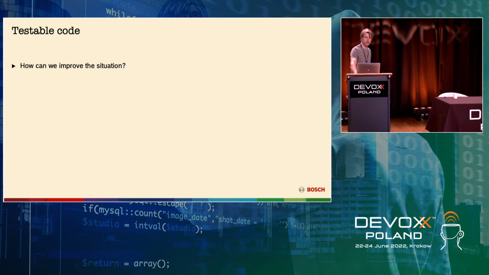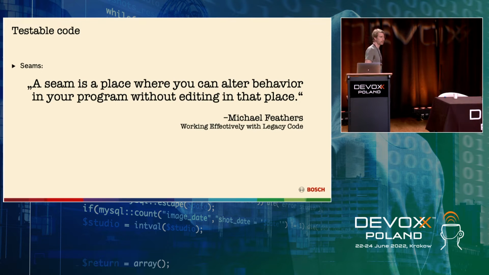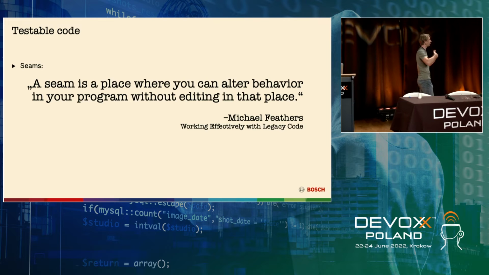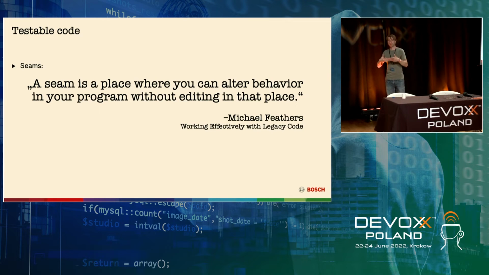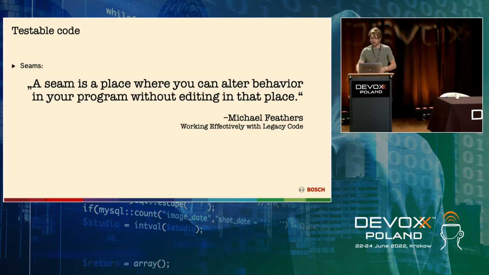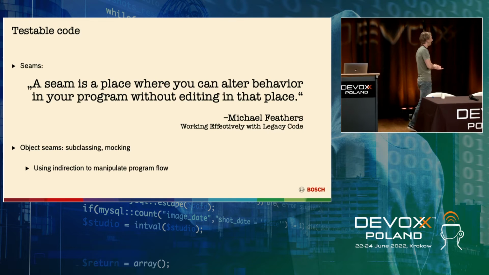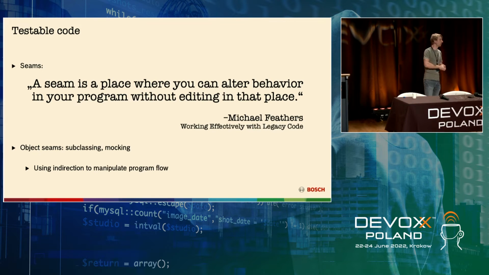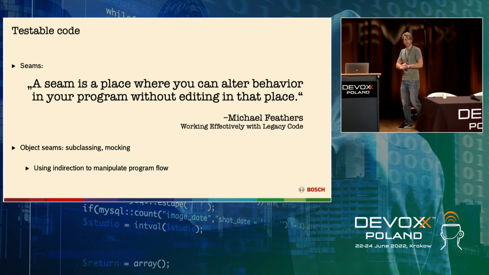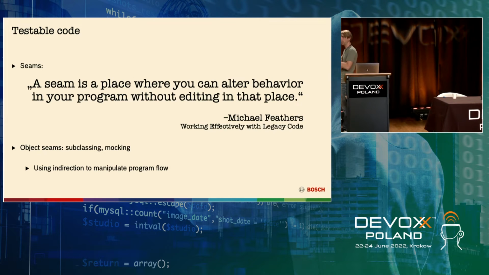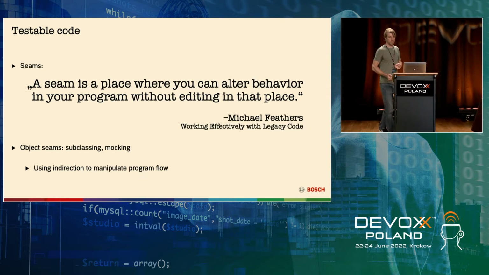So how can we improve the situation? Well, there's this concept of seams. Again, Michael Feathers says, a seam is a place where you can alter behavior in your program without editing in that place. So you slice something away from your program and replace that part with something else. And of course, you all know where I'm going, right? Subclassing, mocking, that's the kind of stuff I'm talking about. So using indirection to manipulate program flow. You can also do that with a C program. There, your seam would be a header file, and then you just swap the implementation underneath.